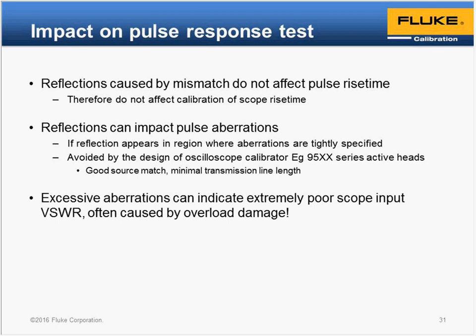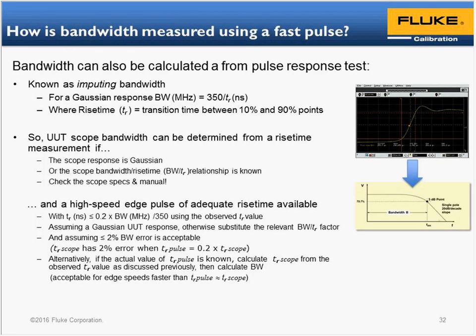The last part of this discussion then is, how can we get a bandwidth figure using a fast pulse? Well, this is called computing the bandwidth, a way that we can calculate the effective equivalent bandwidth from the pulse response, specifically from the rise time. We can do that if we know something about the rise of the response. If the response is a Gaussian response, then there is a well-known relationship. It's the one I've shown you at the top of the slide there, where we can make a simple calculation from the measured rise time and translate that into a bandwidth.